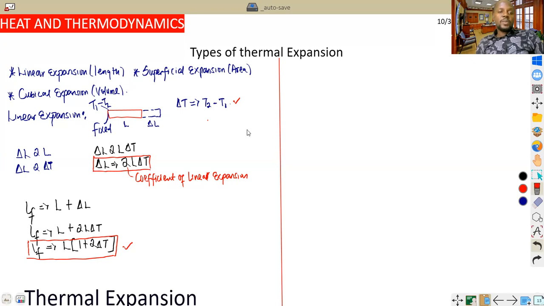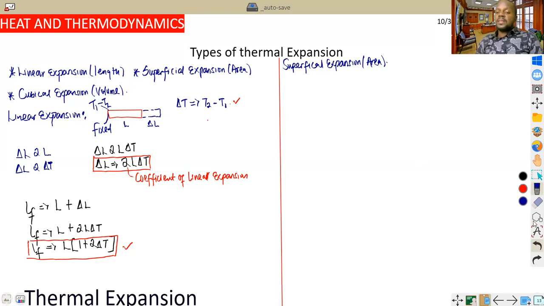So in continuation, my dear students, we talk about the second one, which is superficial expansion. Now, about superficial expansion, let us take this type. We said this is the expansion that is due to the change in area. So when it is being heated, there will be a change in area.